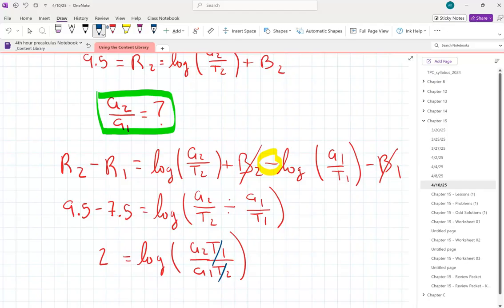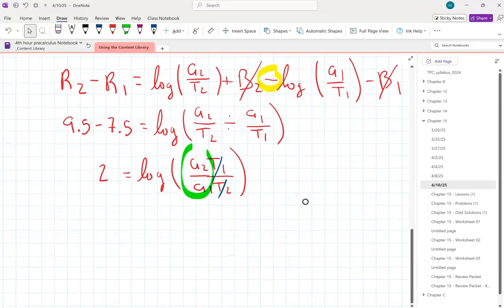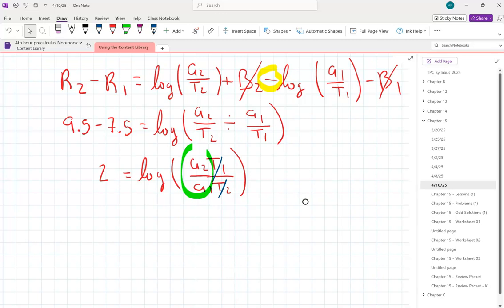Everybody's okay with that reasoning? So now, if I look inside the logarithm, I've got what we want, right? A2 over A1. So, what do I need to do? I need to cancel out that logarithm there. What cancels out a logarithm?